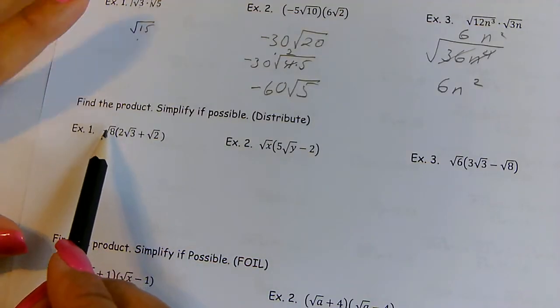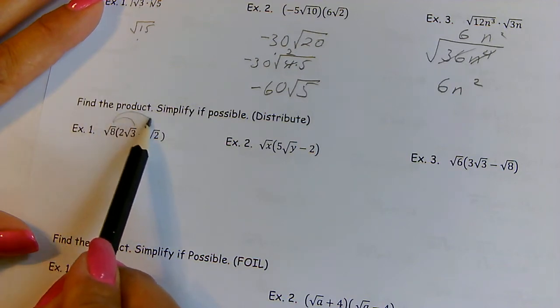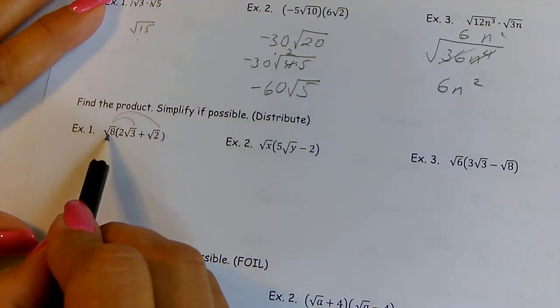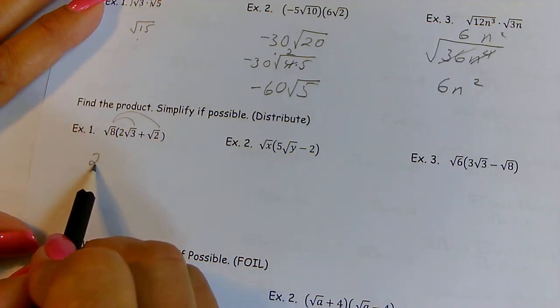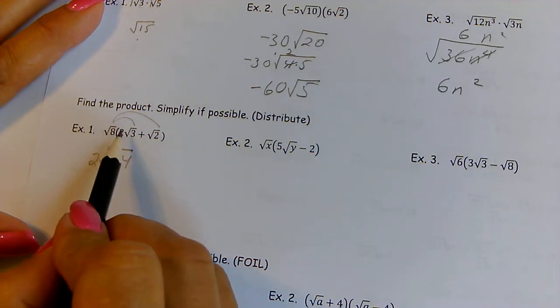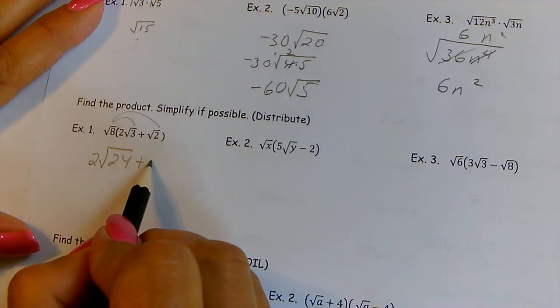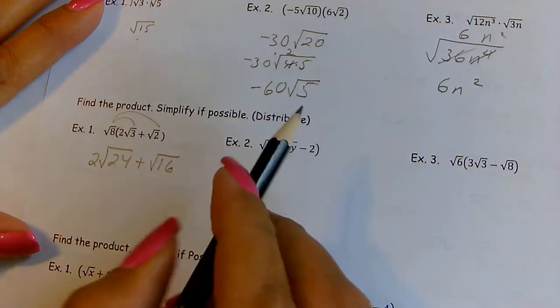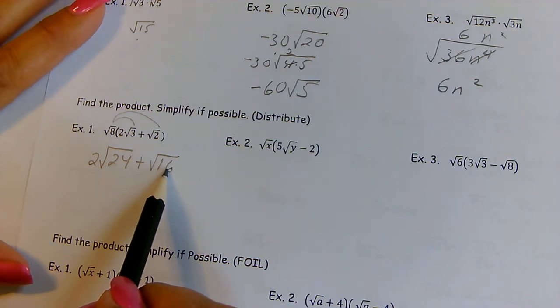Still multiplying. 1 term times 2 terms, so we're going to be distributing, which is just multiplication. Take it one at a time. So here I'm going to have a 1 times 2 on the outside will be 2. 8 times 3 is 24. Next, positive. 1's on the outside. 8 times 2, 16 under the radical, under the square root.